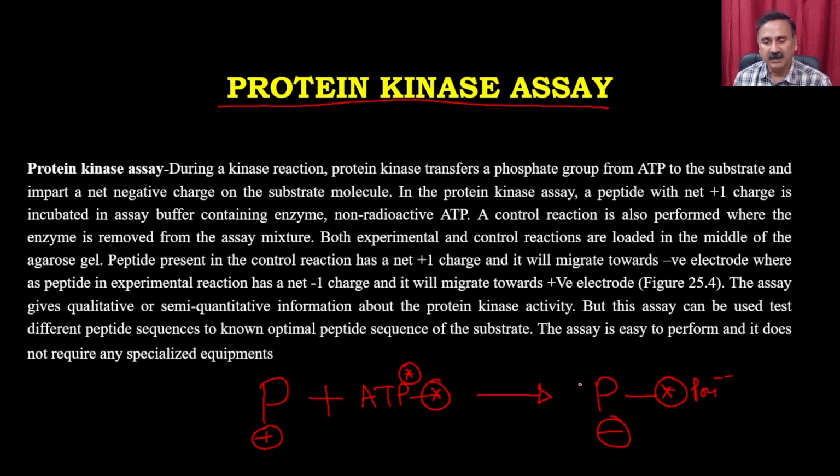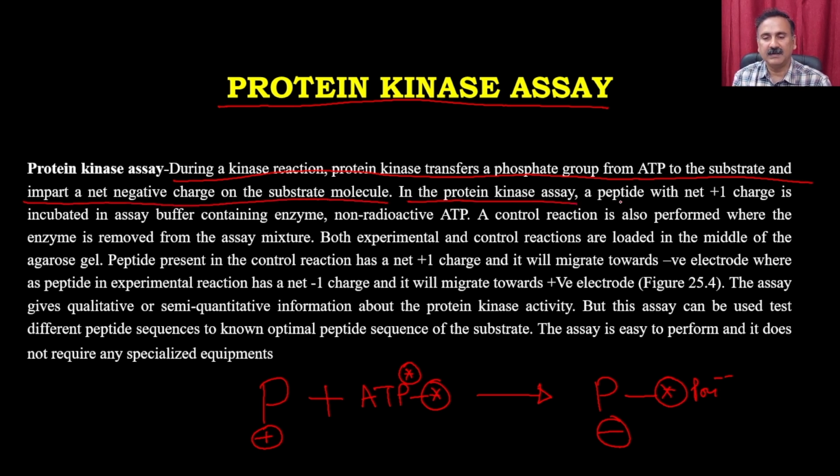So this negatively charged group is going to run towards the different side, whereas the positively charged group is going to run on the other side. So during a kinase assay, the protein kinase transfers a phosphate group from ATP to the substrate and imparts a negative charge onto the substrate molecule.